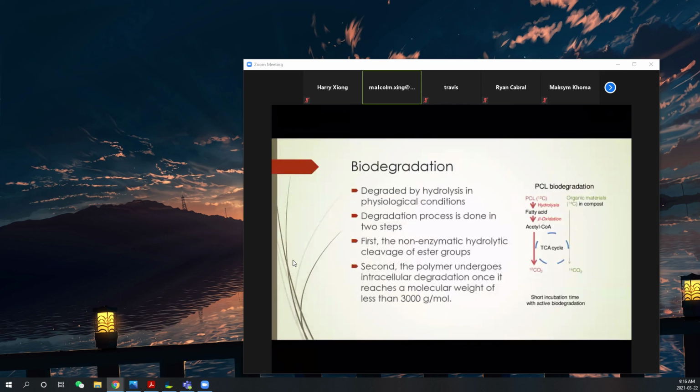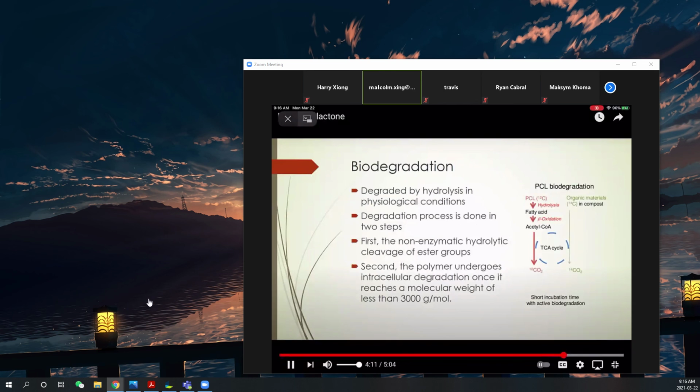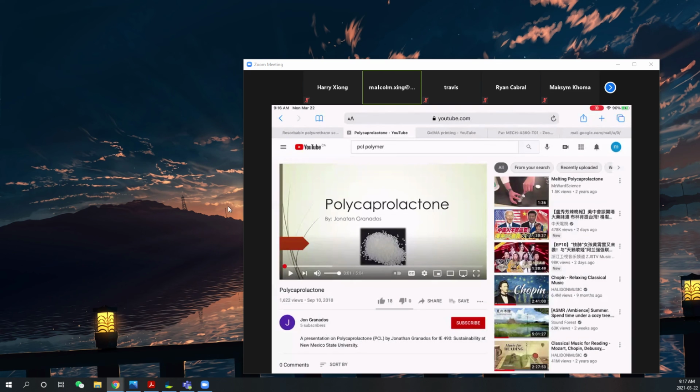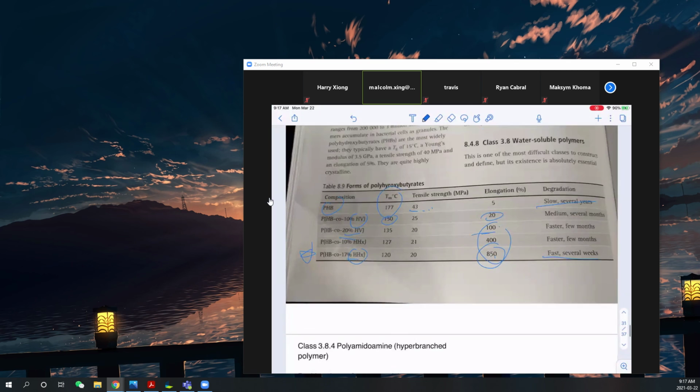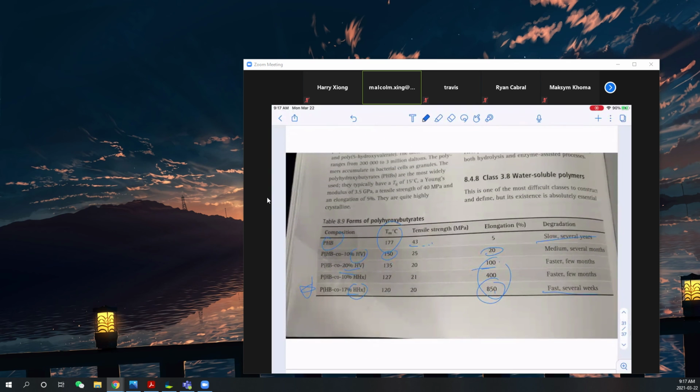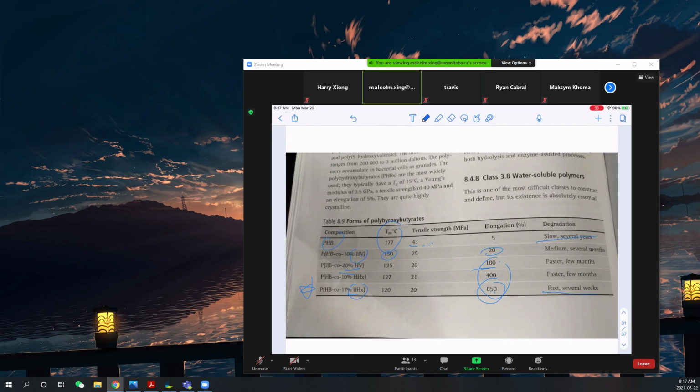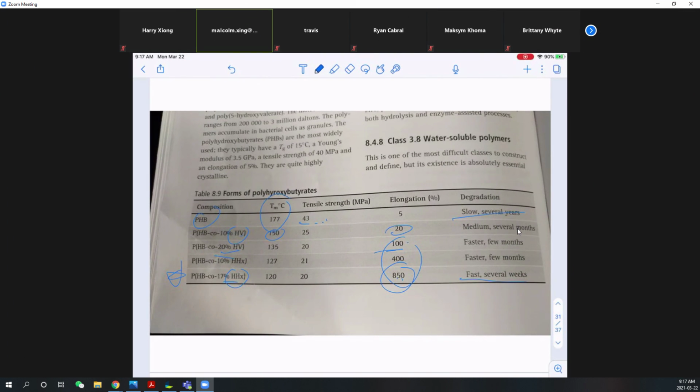Now that we have an idea of how PCL is made, we will go over its biodegradation process. PCL is degraded by different types of degradation, and that's not our focus. I just want to let you know that PCL with different carbon numbers and materials can be very similar to PHB. So you can see as we increase the carbon, we decrease the melting point and increase the elongation rate. So from very hard and stiff, it could become a super elastic material.